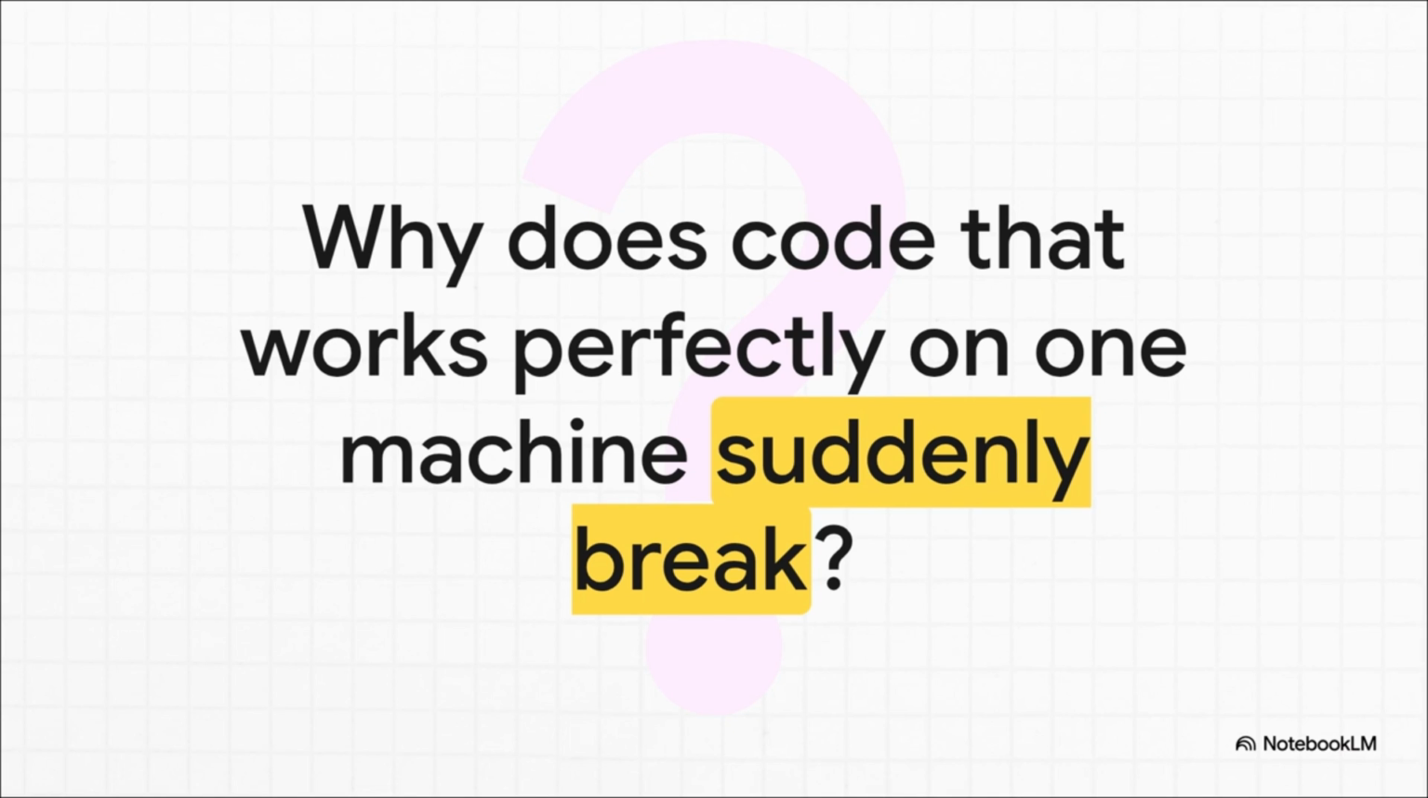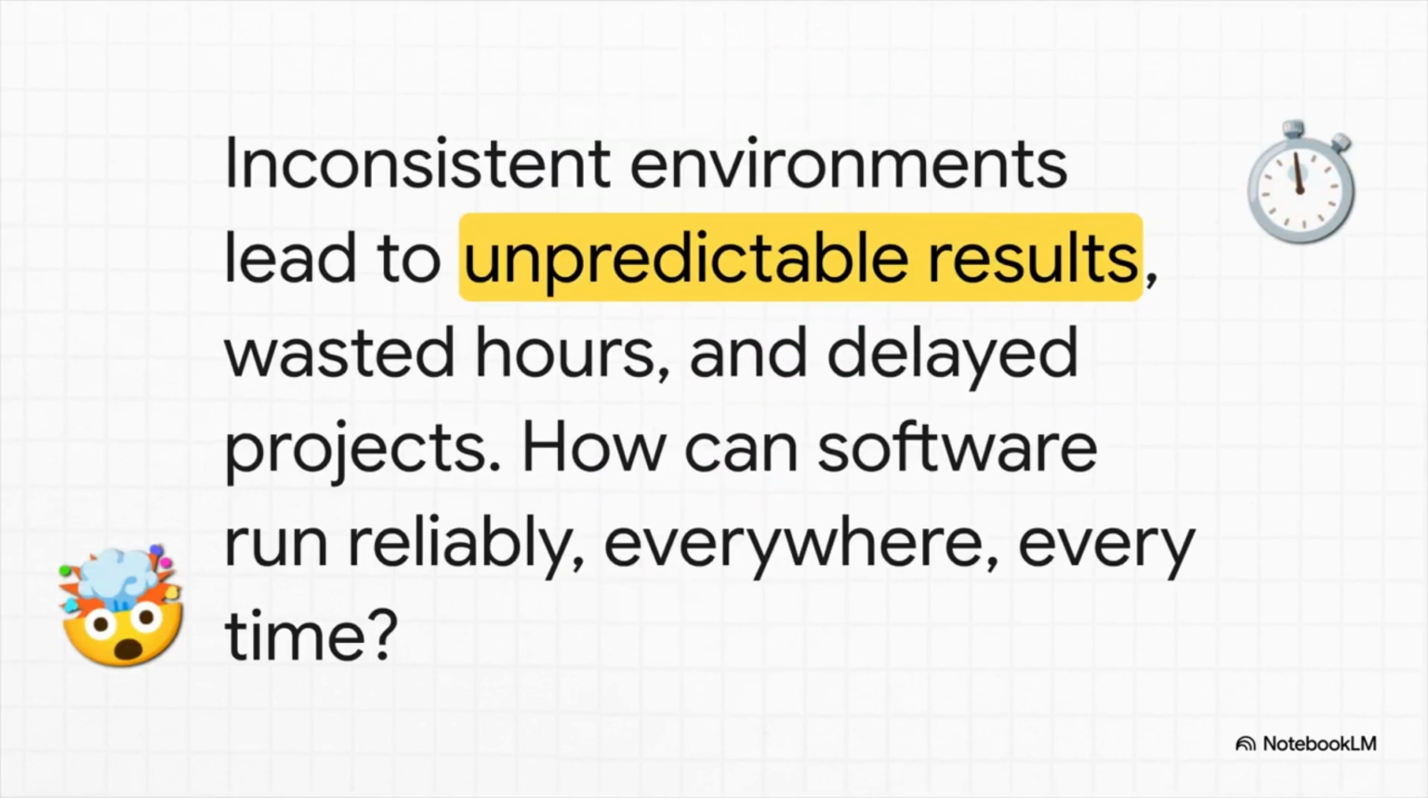Code that runs perfectly on their laptop just completely falls apart on a testing server, or worse, when it goes live for users. And all this chaos comes from these tiny, invisible differences. Different software versions, different system libraries, maybe even a different operating system. And this is the heart of it, you know? It's the environment dilemma. You have these inconsistent environments that lead to totally unpredictable results, wasted hours, and delayed projects. So the big question becomes, how do we get software to run reliably, everywhere, every single time?